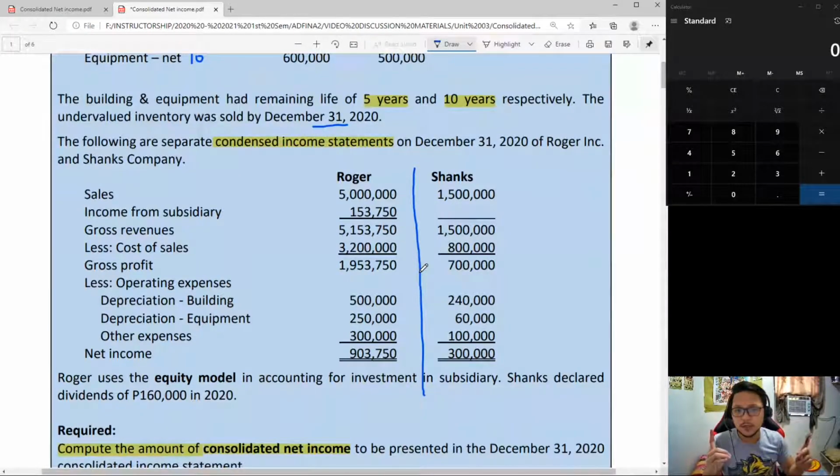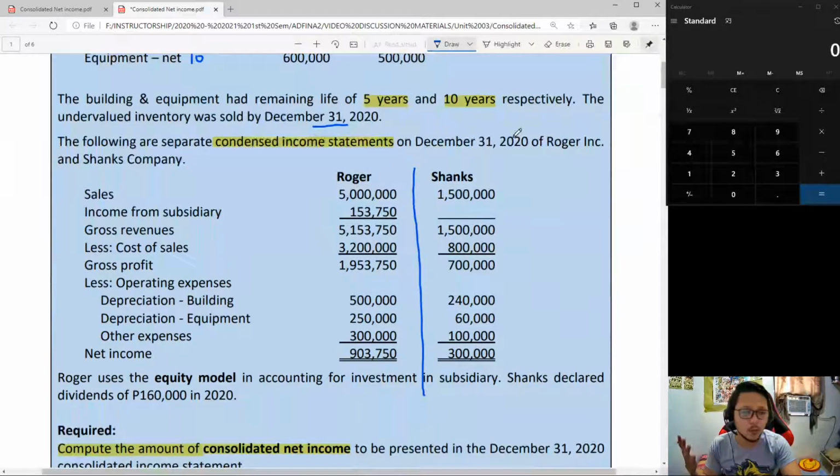So, December 31, 2020, you will have to make consolidated FS. You will be presented with two inputs, the financial statement of Roger and the financial statement of Shanks. Pagka next year naman, you will have to do this over again. Kasi po, the preparation of the consolidated financial statements is not recorded by Roger.